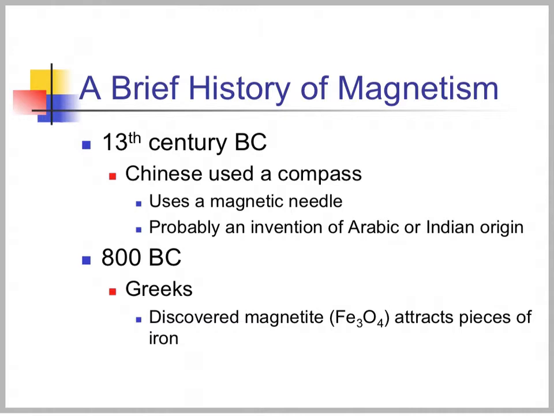In fact, in the 13th century BC, the Chinese first used a compass, a magnetic needle. It was probably, they think, an invention of Arabic and Indian origin, but it was in use as early as the 13th century BC. And in 800 BC, the Greeks discovered magnetite, in that it attracted different pieces of iron.